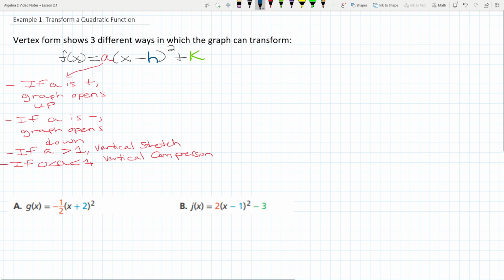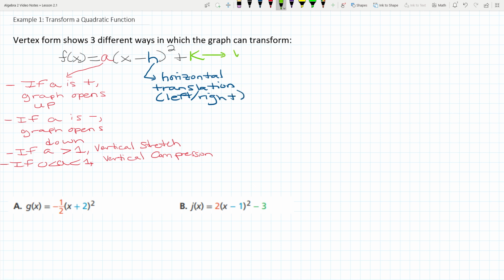Now let's talk about the H. The H just tells you your horizontal translation. So it basically tells you whether you're going left or right. Your K tells you your vertical translation. So basically whether you're going up or down. Okay, so now that we know those 3 things, let's do them in the example.